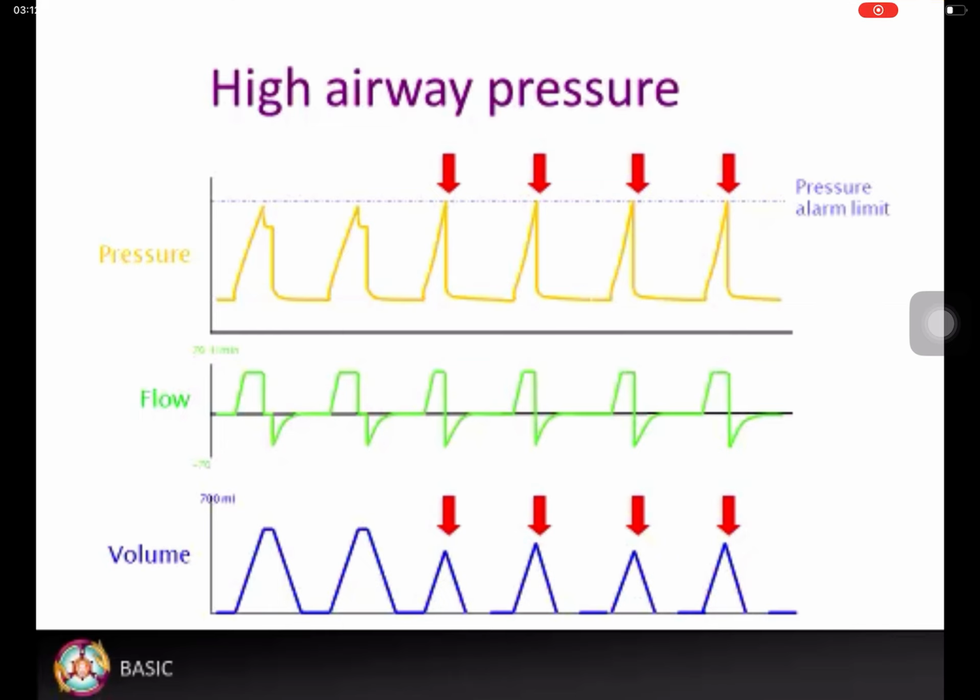The first two breaths are normal volume control breaths. On the subsequent breaths, the airway pressure reaches the pressure alarm limit, causing the ventilator to terminate inspiration with a resultant fall in airway pressure, but a reduction in tidal volume.